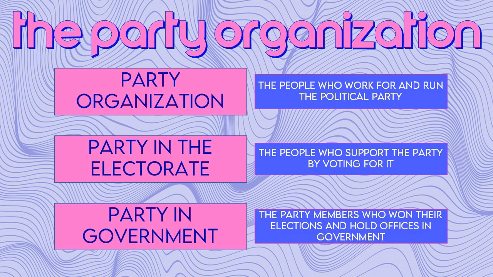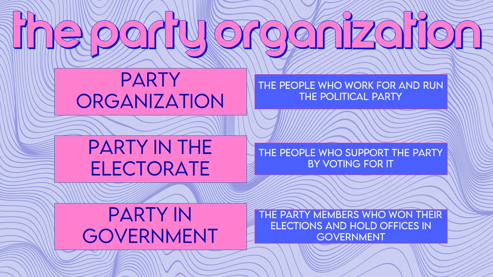We've got three groups of people that make up the party. We've got the party organization. This is who we're going to talk about today. The people who are employed by the party. Their job is to run the political party. The party in the electorate, that's you. That's the people who support the party by voting for the party, maybe funding, donating to campaigns and things like that, but they support the party.